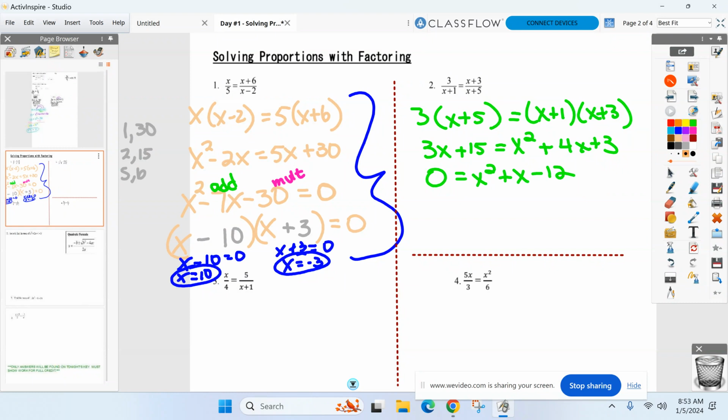On number 2, you should be trying to factor x squared plus x minus 12 when you set it equal to 0. So hopefully that's what you got. If not, probably something went wrong in your double distribution. And I'll let you factor that. Make sure that's what you're factoring. If not, something went wrong in your double distribution.